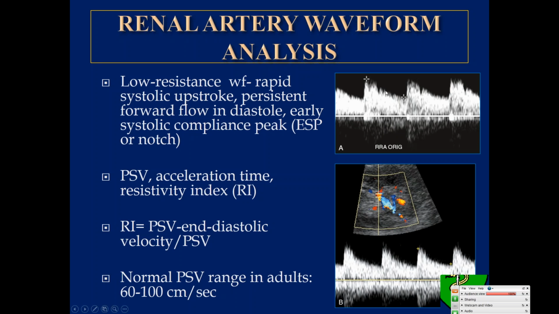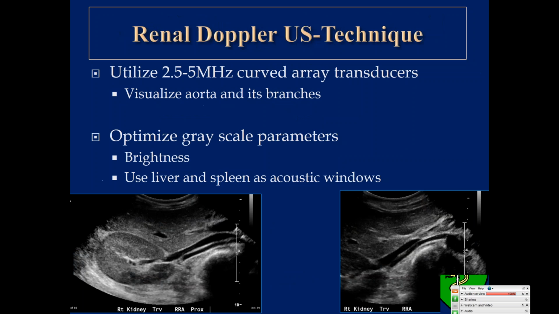Based on the waveforms, we can also calculate peak systolic velocities and end diastolic velocities in the renal vessels. We can also calculate resistive indices using this formula, where from the peak systolic velocity we subtract the end diastolic velocity and divide by the peak systolic velocity. That's how we find the resistive index. The normal range of peak systolic velocity in the renal arteries is usually 60 to 100 centimeters per second.